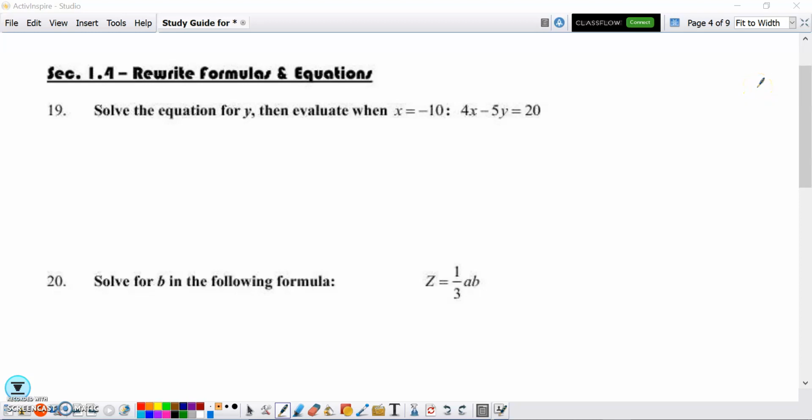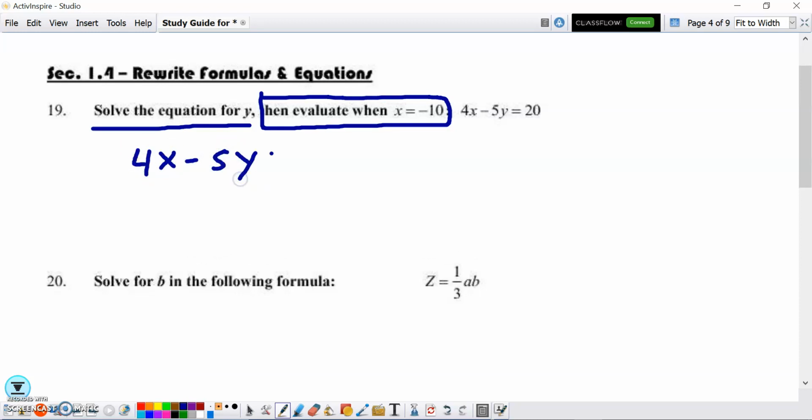All right, ladies and gentlemen, let's go over section 1.4, rewrite formulas and equations. Make sure you read directions carefully. First, we need to solve the equation for y. Then, we're going to find what y equals when x is -4. All right, so here we go.